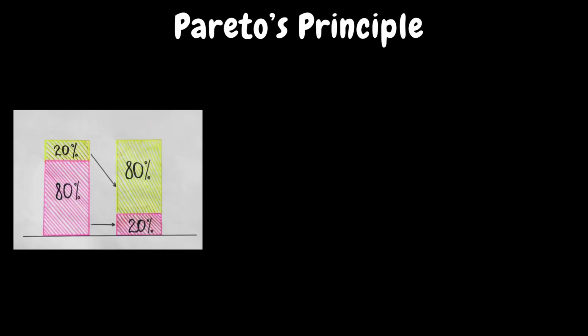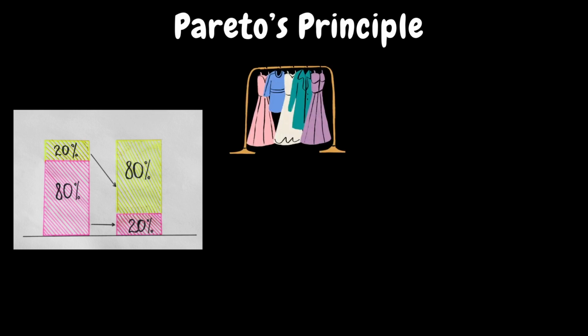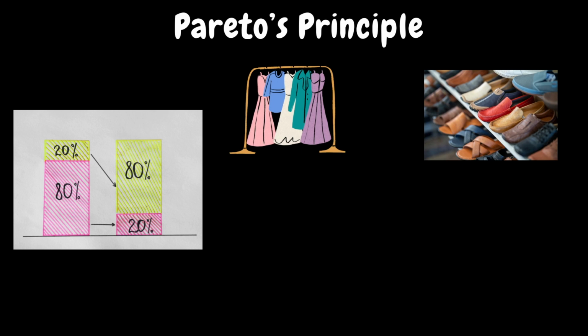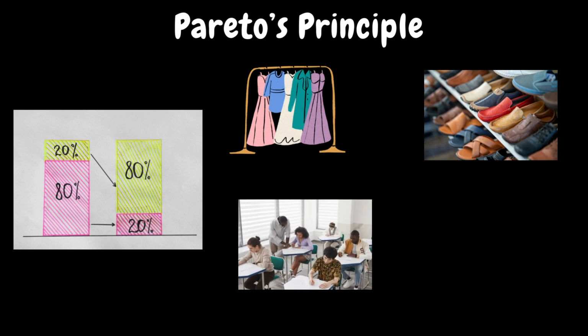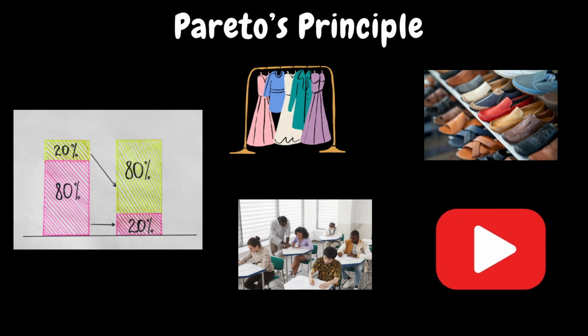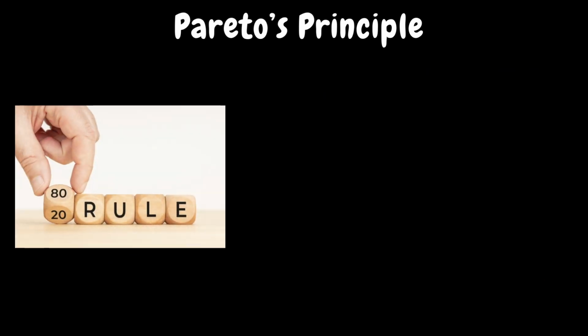We can see this concept everywhere in our life. In general, we wear 20% of clothes 80% of the time. We wear 20% of the shoes 80% of the time. Even in our exams, 80% of the questions will come from 20% of the topics. If you take any popular YouTube channel, you can see 20% of the videos may generate 80% of the views and subscribers. This principle shows up over and over again in almost every field. This principle is also referred to as the 80-20 rule.